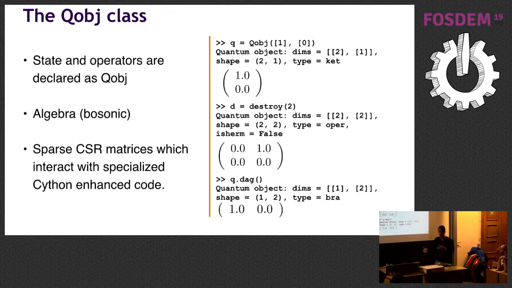But we are facing some trouble with the quantum object class as the problem becomes larger and larger. Many people are trying to find more abstraction of this class, and we are trying to develop something where the data and the abstraction is separate.